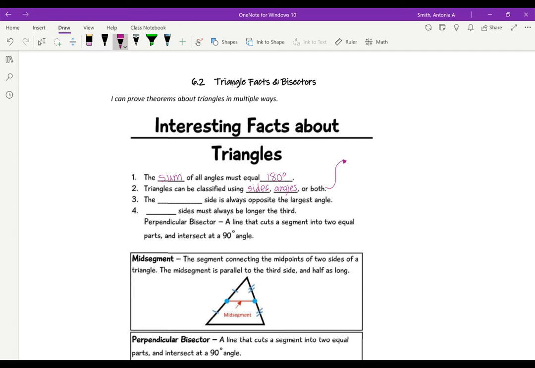Okay. If you want to use sides to name your triangle, there's 3 different names that you can give your triangle based on the sides of your triangle. So the first one is called an isosceles triangle. Isosceles, which means that 2 sides are equal. The second name is a scalene triangle, which means no sides are equal.